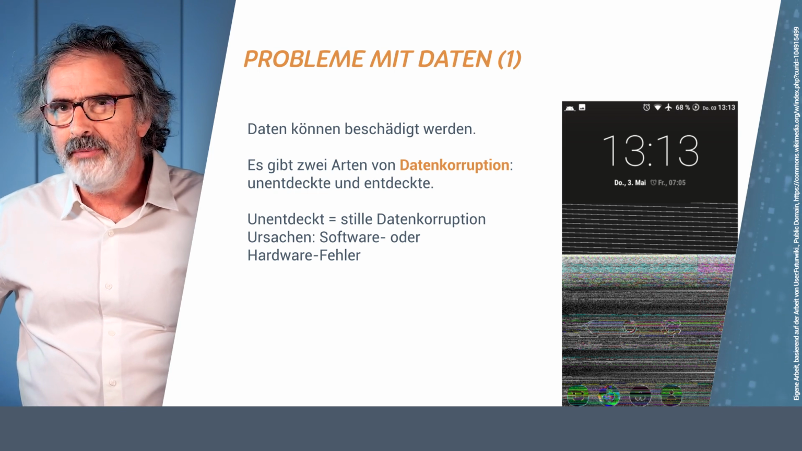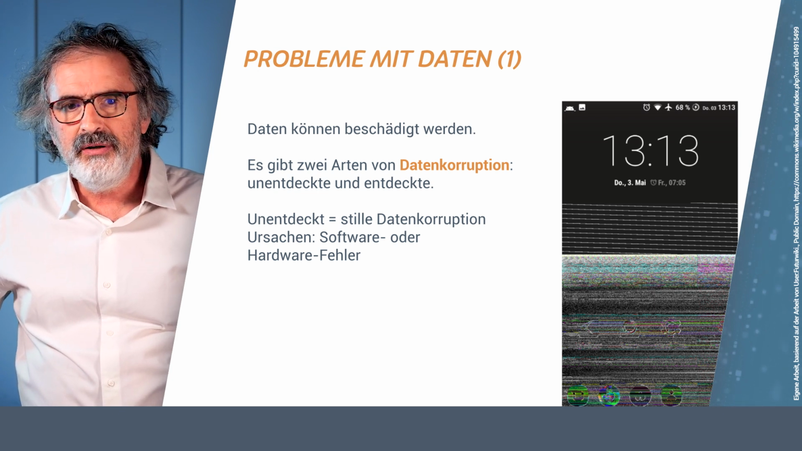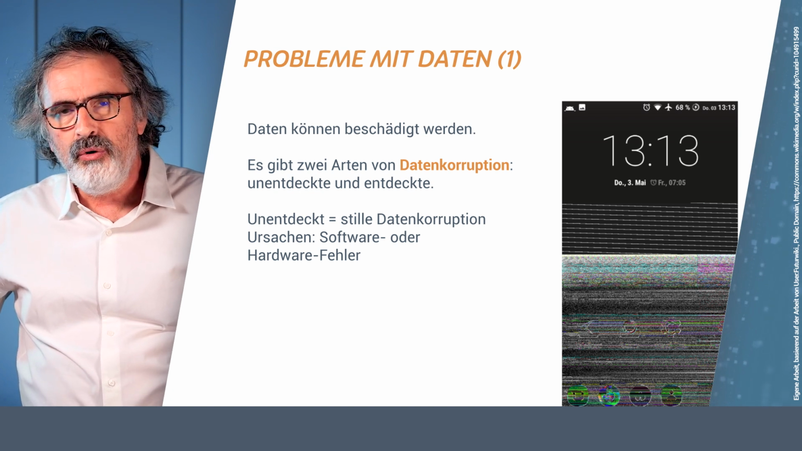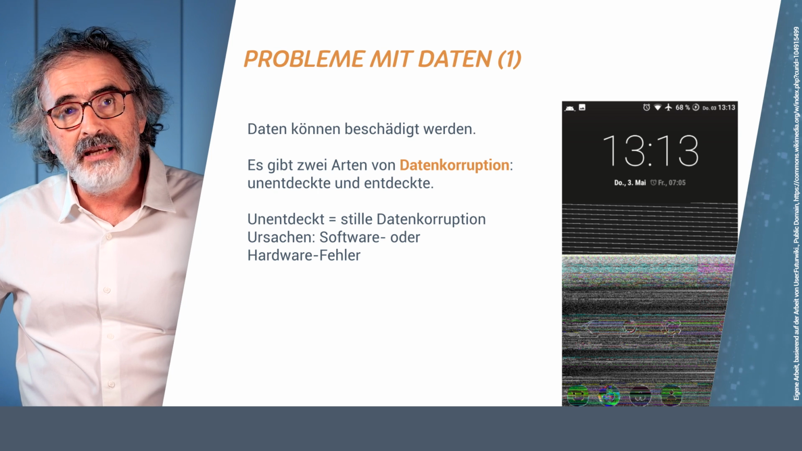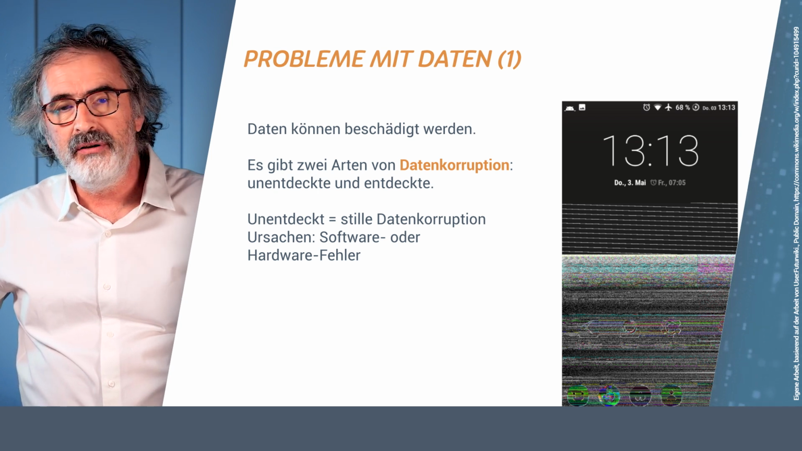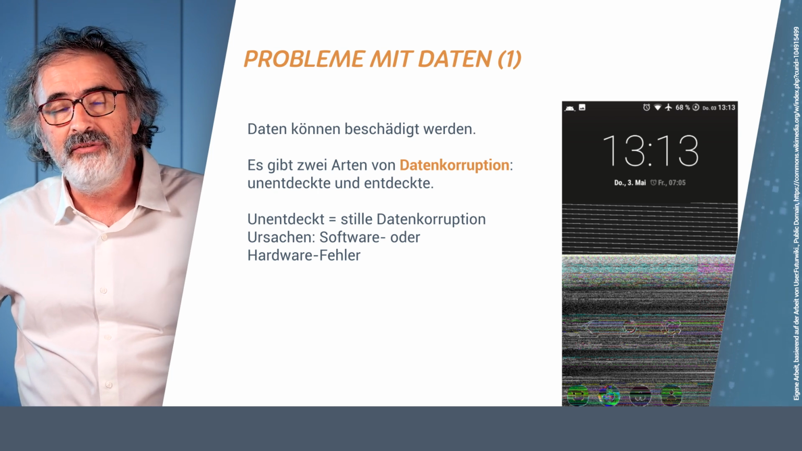There are two big types of data corruption. One of them is undetected and the other one is detected. Of course, the more complex one is the undetected one, which might appear much later. And so the causes are failures both in the software and in the hardware.